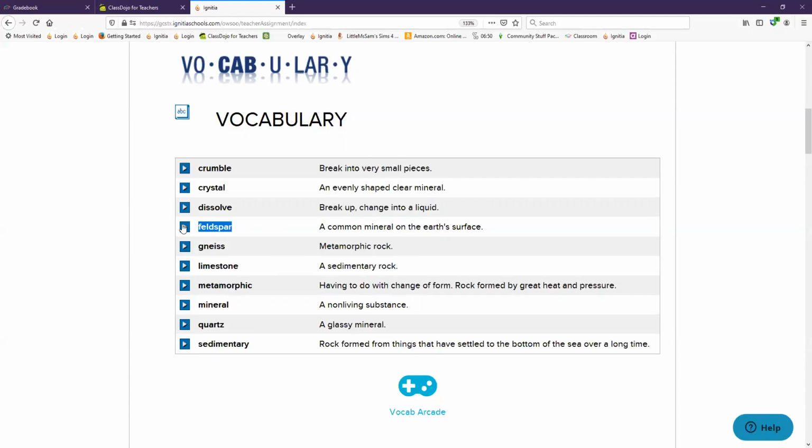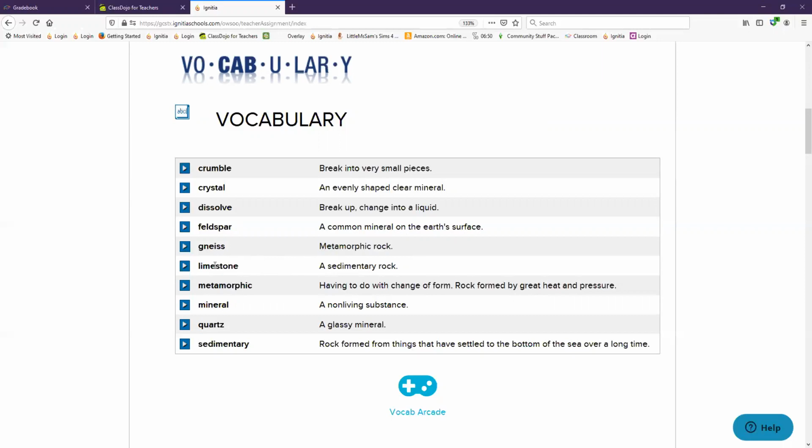This word is a new word for me. Let's see if you know how to say it. Feldspar. Feldspar. Quite an interesting word. It's a common mineral on the Earth's surface. Here's another interesting word. Gneiss. Gneiss. I think that's funny. Gneiss. Feldspar is a common mineral. Gneiss is metamorphic rock. There's that word, metamorphic. Do you remember what it meant?